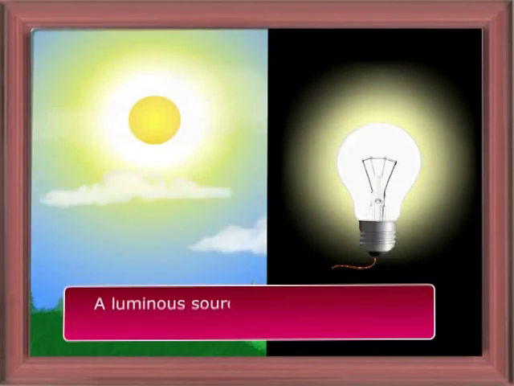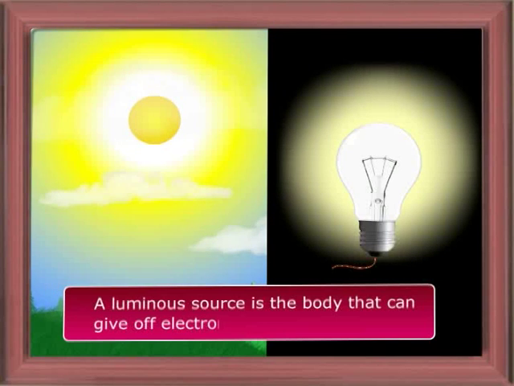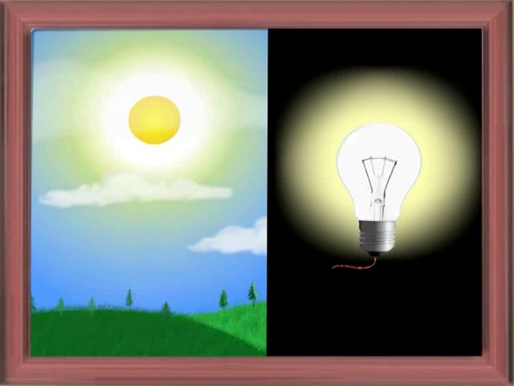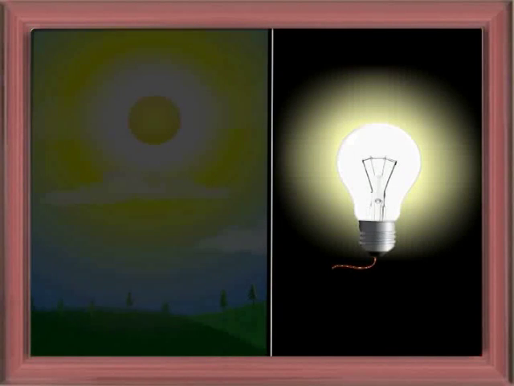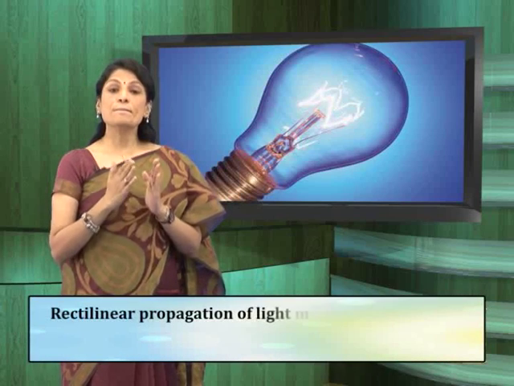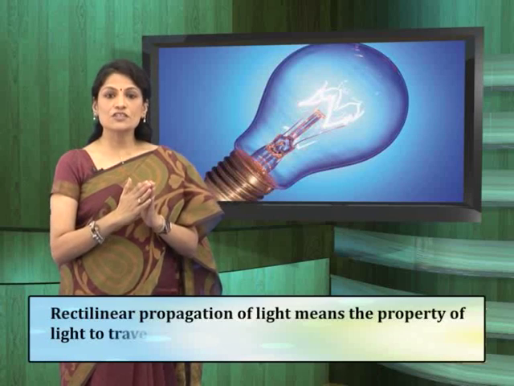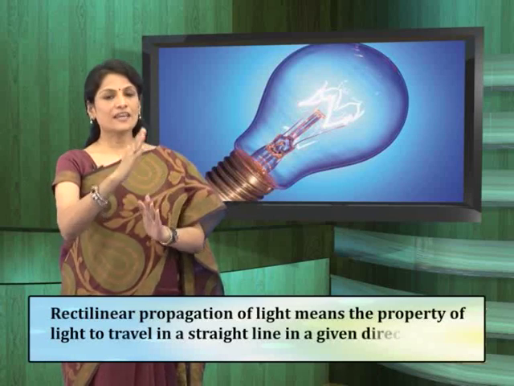A luminous source is the body that can give off electromagnetic radiations, that is, light, such as the sun, a light bulb, etc. Other important aspect of corpuscle is that they travel in all directions in a single straight line. That is, they follow rectilinear propagation of light. Let me tell you what a rectilinear propagation of light is. Rectilinear propagation of light means the property of light to travel in a straight line in a given direction.